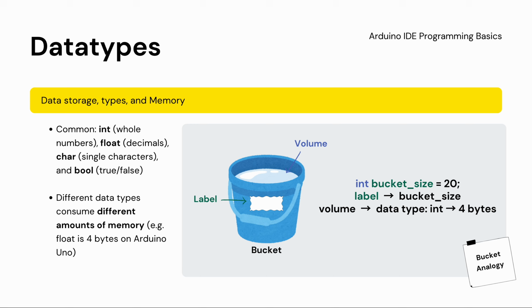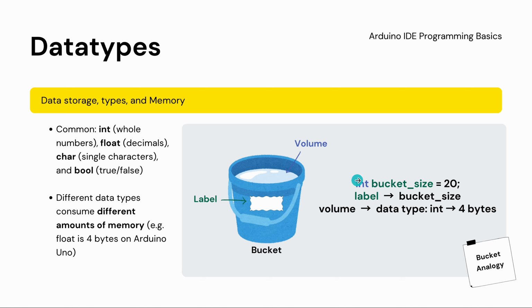In programming, this is very similar to variables. So here we see that volume is highlighted blue and so is int. Int is our data type for the variable bucket size. Bucket size, also green to label, is our label for this variable.